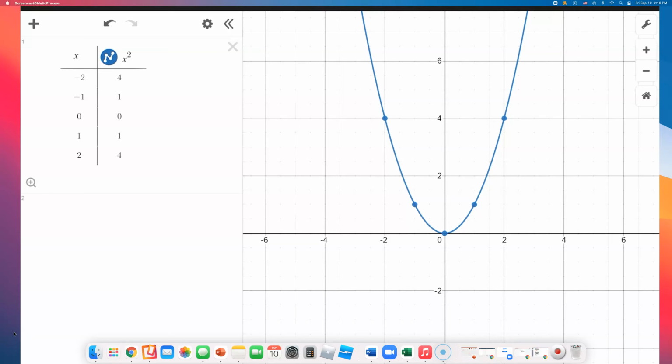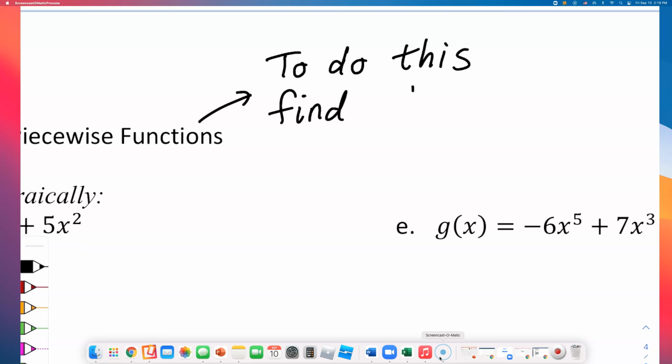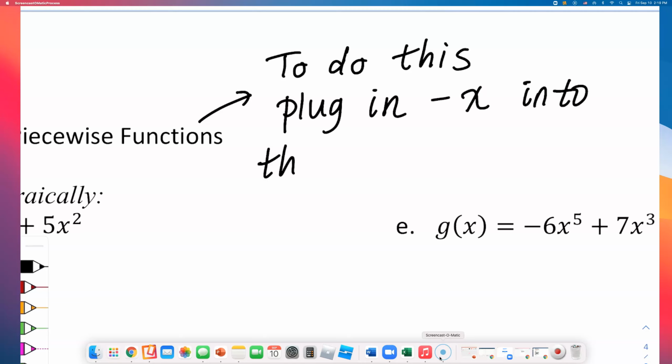To determine even or odd algebraically, the rule is very simple, but I want to show you why this rule works. To do this, find f of negative x for any function. To do this, plug in negative x into the function.